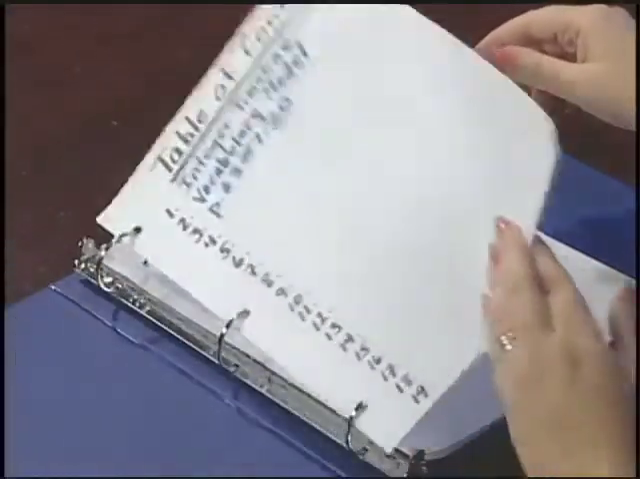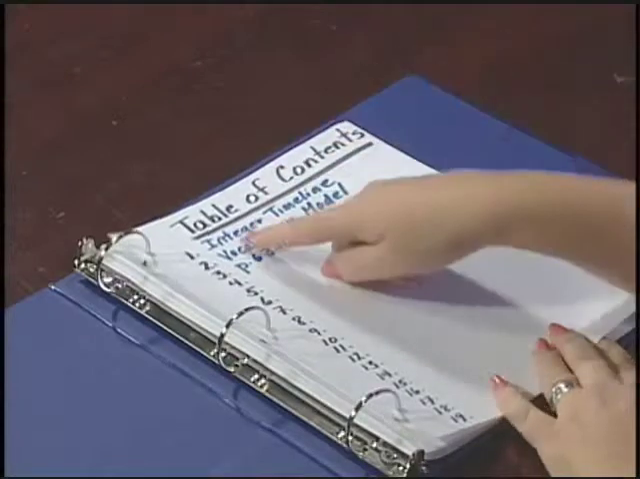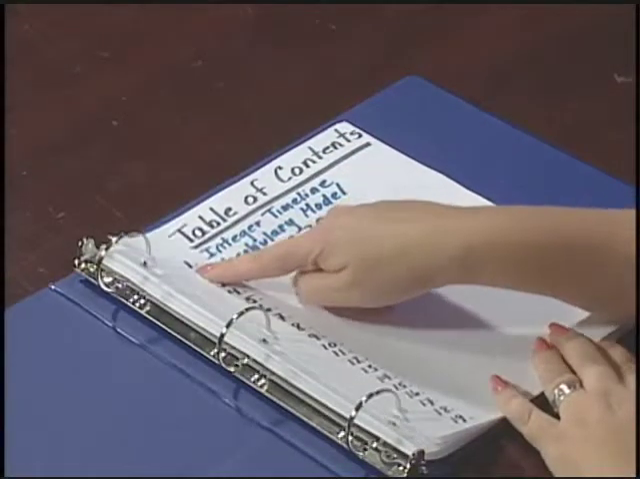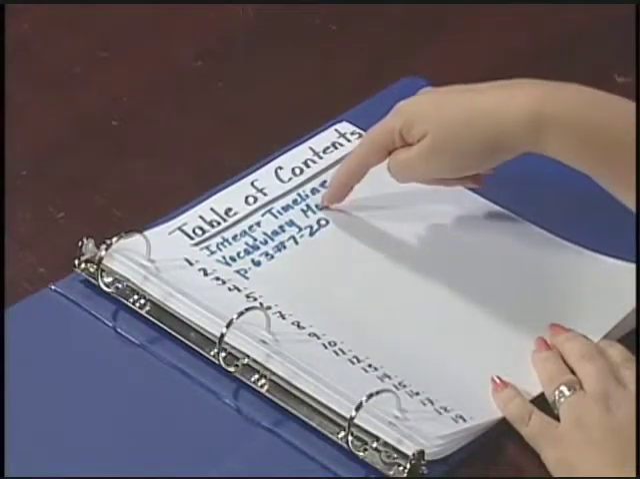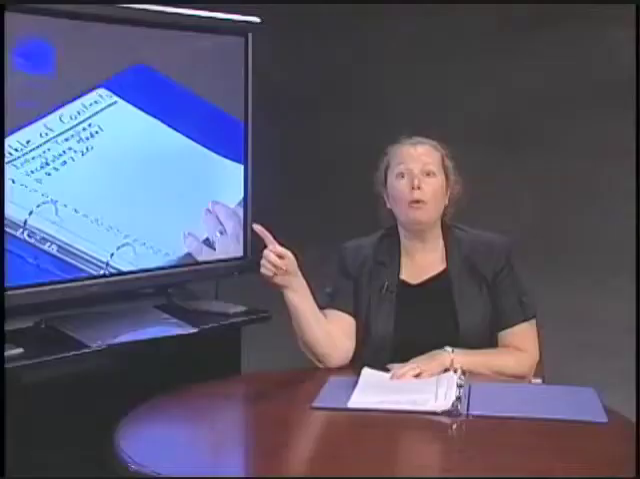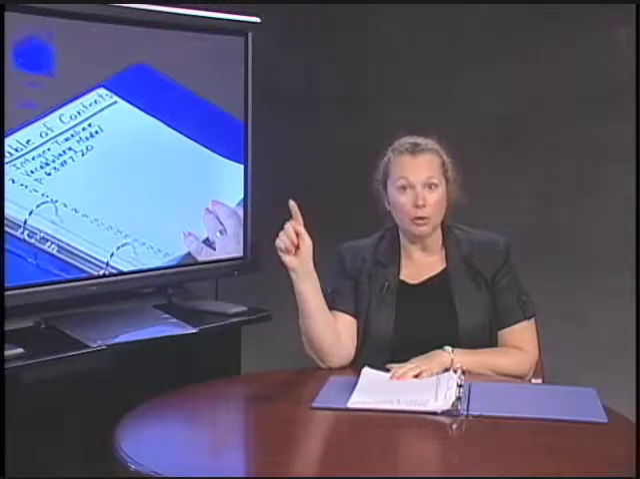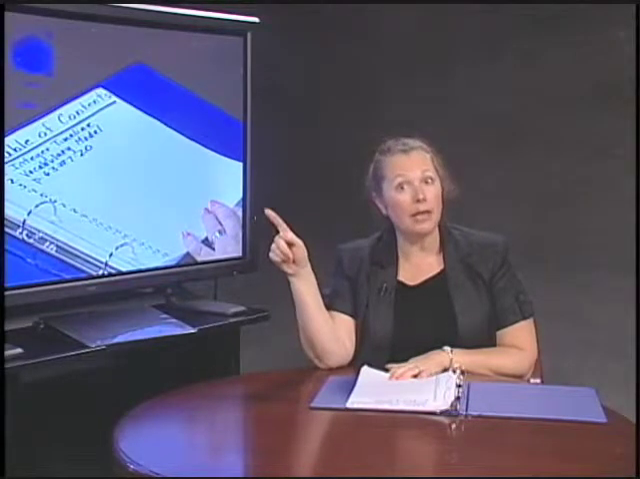The students then go back to their table of contents and write the title of that sheet, number 1, integer timeline. At the same time that the students are doing this and you're directing them, you are adding the term integer timeline to your table of contents as number 1.